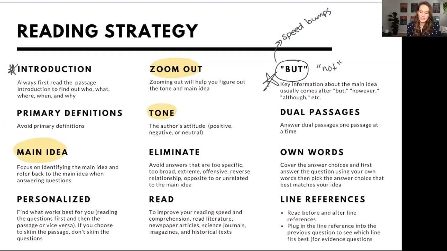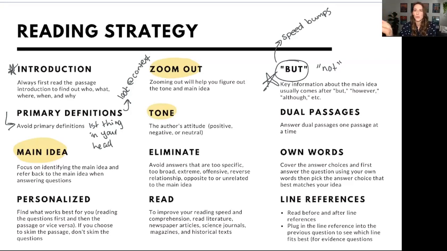When you're approaching these reading sections, you also want to avoid primary definitions. What that means is you want to avoid the first thing that pops into your head when it asks you, what does this word mean? You instead want to look at the context, before and after. So if they ask you, what does this word mean in sentence 10? You want to look at sentences 8, 9, 10, 11, and 12 and think about the context that word was used in, instead of only looking within that one sentence.